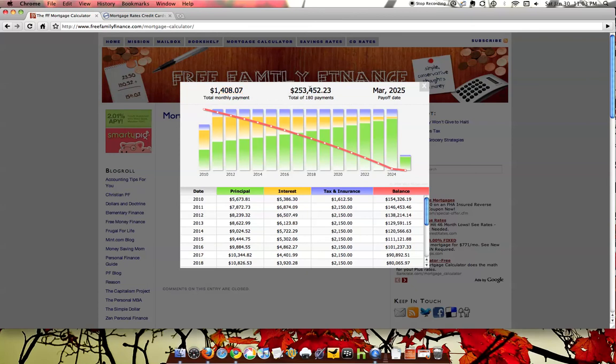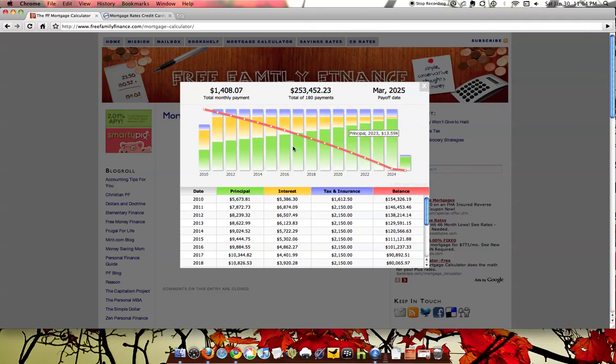This total right here also gives you the total cost of this mortgage. We'll look at that a little bit more later. And here's 15 years from when the mortgage is going to start. That's when it's going to end. That's when you'll have a paid for house, and that is awesome.